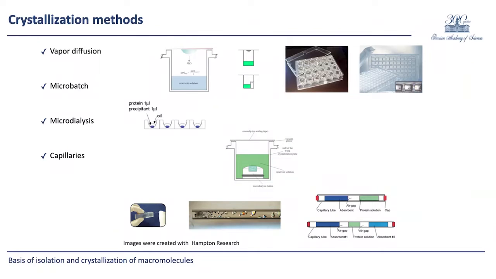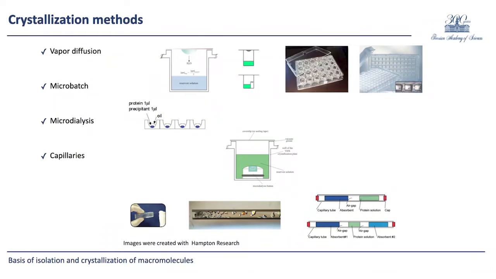The next type of crystallization procedure is microbatch, the method of crystallization under paraffin oil. The protein is mixed with a precipitant solution in proportion 1:1 or 1:2. Drops are coated with a layer of paraffin oil to slow down evaporation. After some time in these drops, protein crystals will appear.